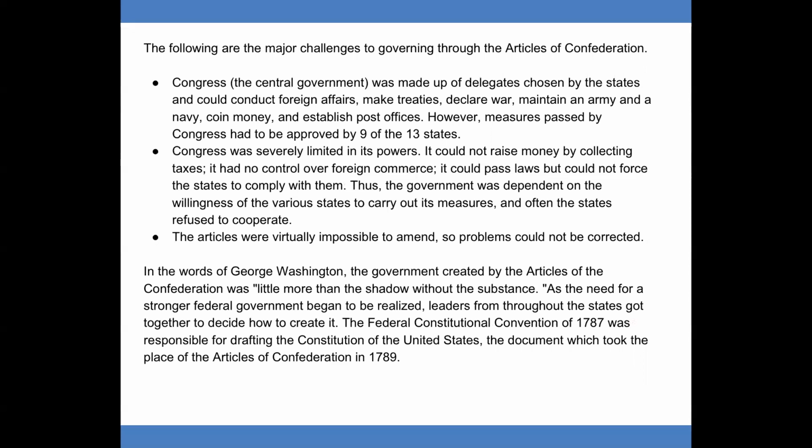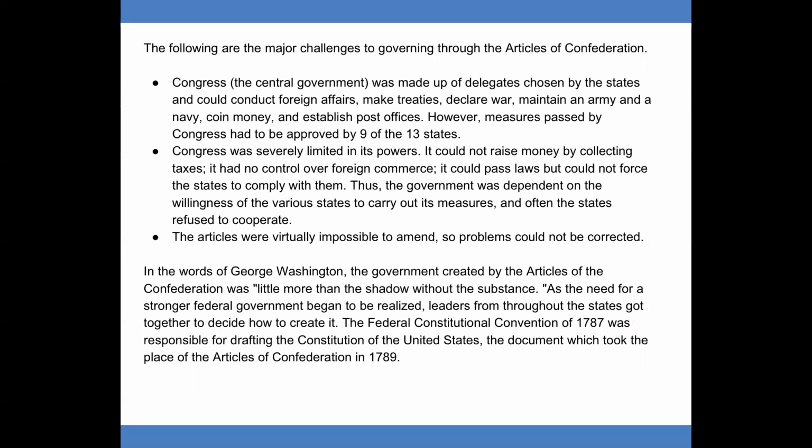Thus, the government was dependent on the willingness of the various states to carry out its measures, and often the states refused to cooperate. The Articles were virtually impossible to amend, so problems could not be corrected. In the words of George Washington, the government created by the Articles of Confederation was little more than the shadow without the substance. As the need for a stronger federal government began to be realized, leaders from throughout the states got together to decide how to create it.